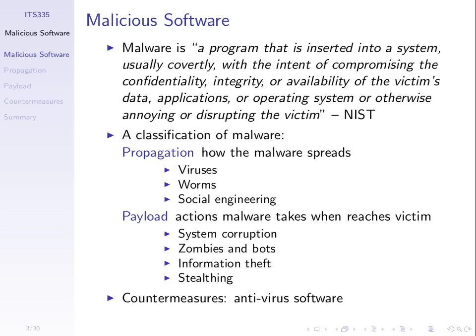So some program inserted into some computer system. CIA comes up here: confidentiality, integrity, availability, our general set of requirements, and we want to compromise them. That's what this malicious software wants to do from an attacker's point of view. Or annoy the user. So we have a victim and we have an attacker, or a malicious user, who uses this software to annoy or attack the victim.